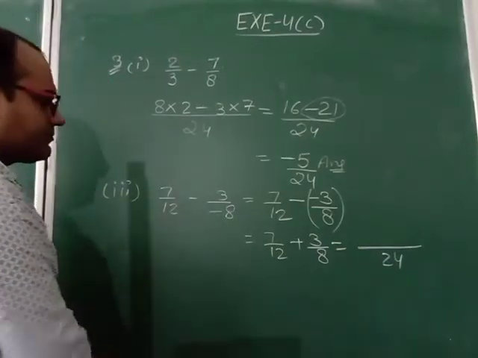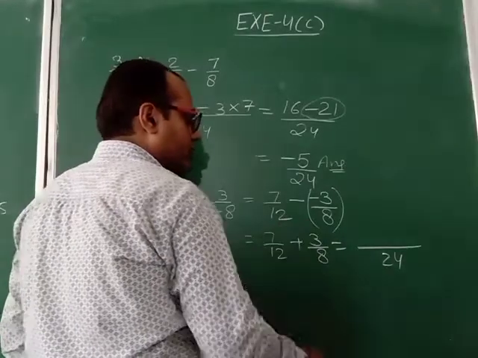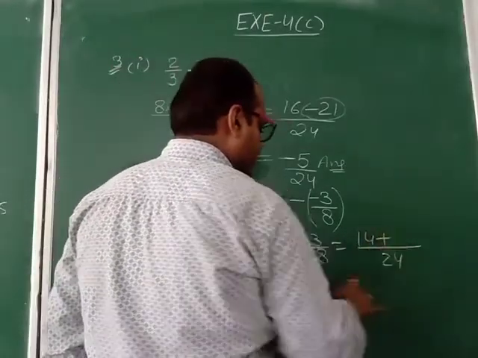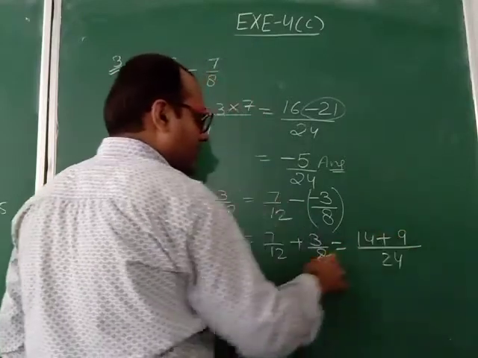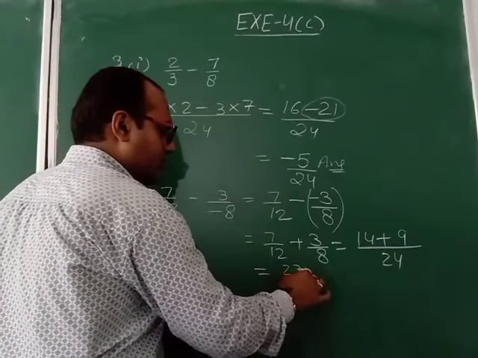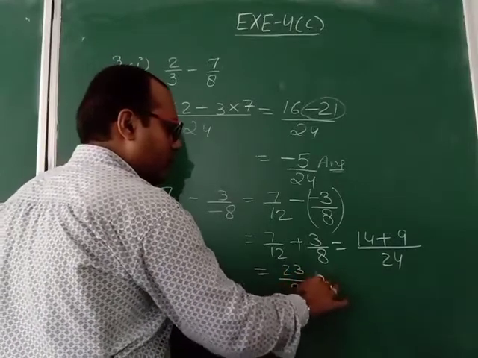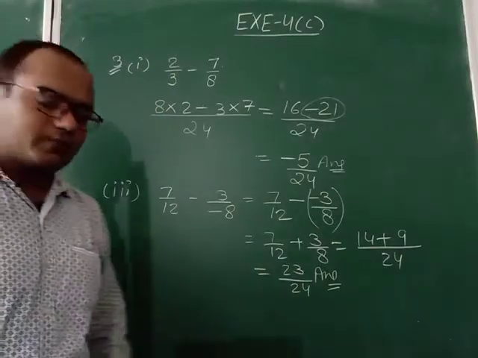Now 12 2s are 24, 2 into 7 will be 14, 8 3s are 24, 3 into 3 will be 9. When we will add these two, 14 plus 9 will be 23 upon 24. So this is your final answer of part number 3rd.